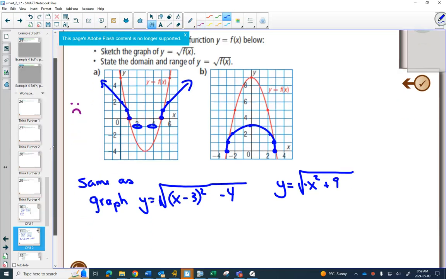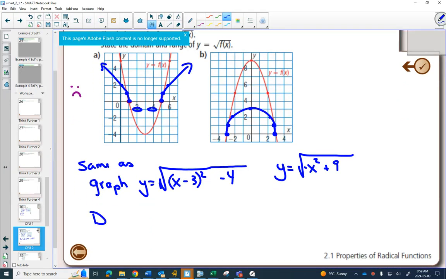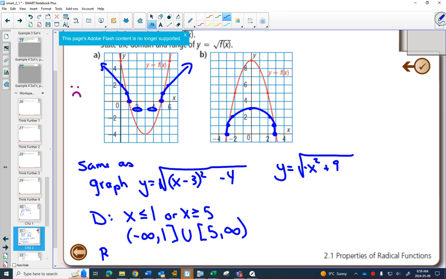Question asks for the domain of each of these. So for the first one, the domain is in 2 parts. And you could either write it like this: the x values are less than or equal to 1 or the x values are bigger than or equal to 5. In interval notation, this would be written like this. But your range is still y is bigger than or equal to 0.